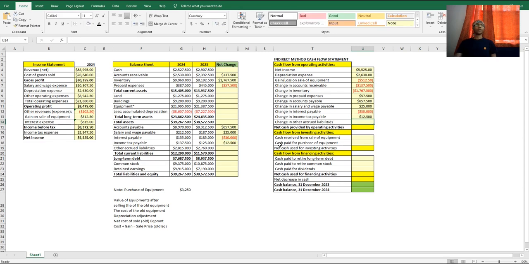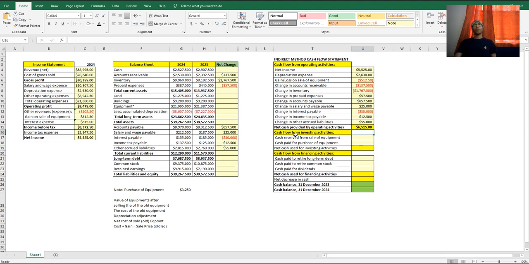Change in other accrued liabilities. 2815 minus 2760. These liabilities have increased. So this represents a net cash inflow. So this will be a positive entry. Now we will be summing them up to get our CFO, cash flow from operating activities. 6515.